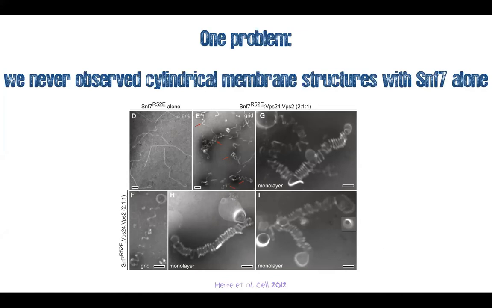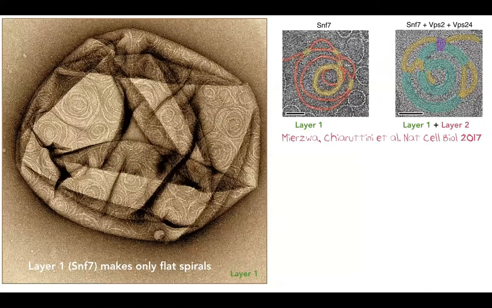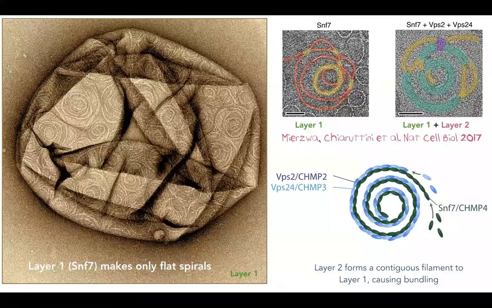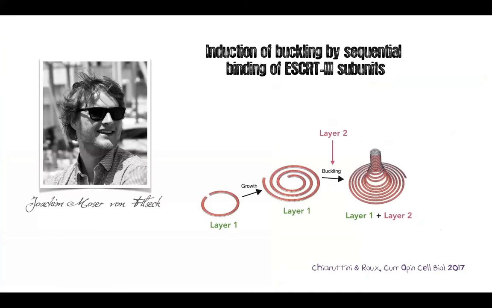layer. Is that true? Well, we knew that adding VPS2 and VPS24 to SNF7 spirals would thicken them. And you can see that this is a spiral made of SNF7 alone, and this is a spiral made of layer 1 and layer 2. And the hypothesis here is that we form a secondary filament on top of the initial filament made by layer 1.